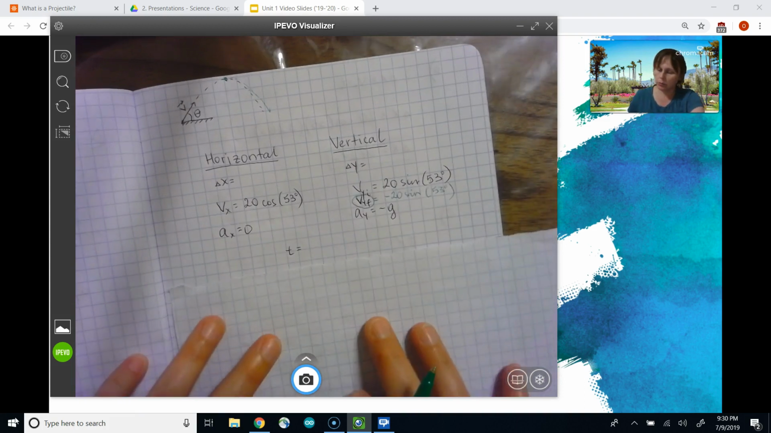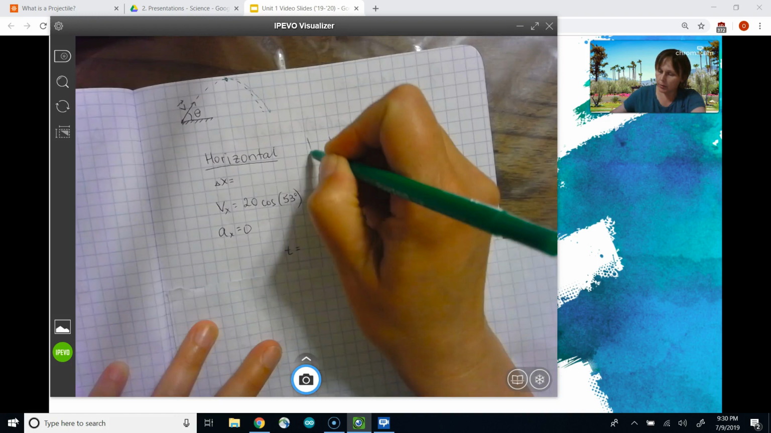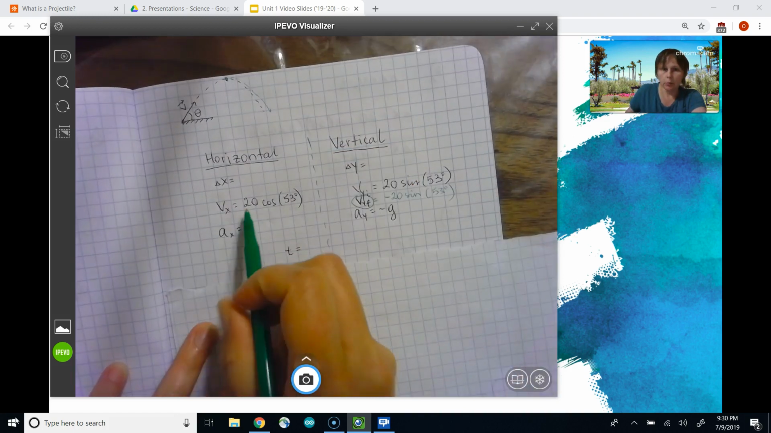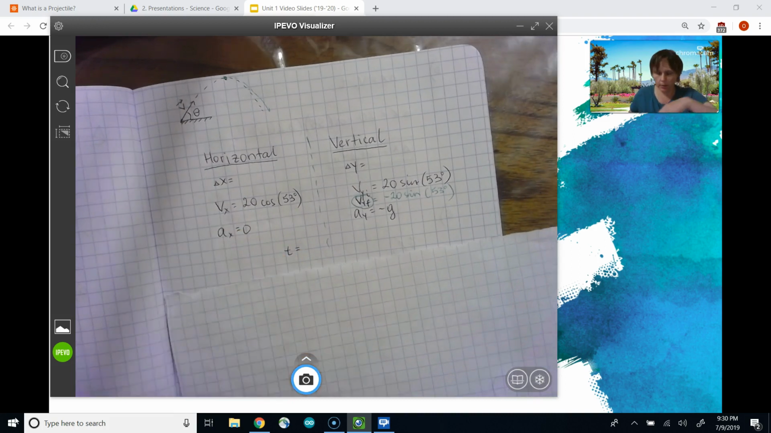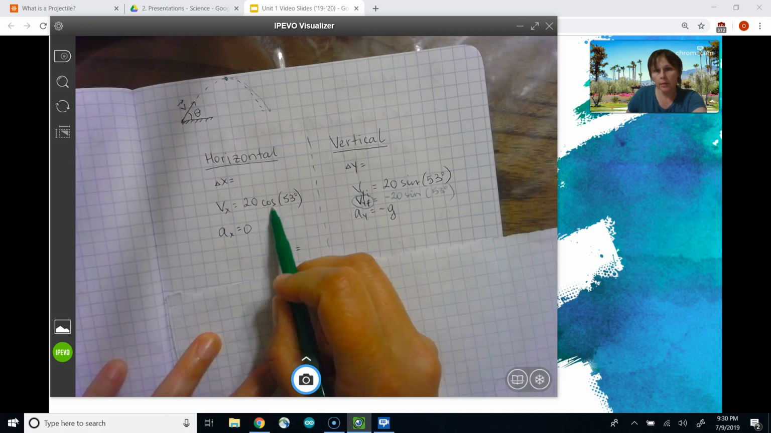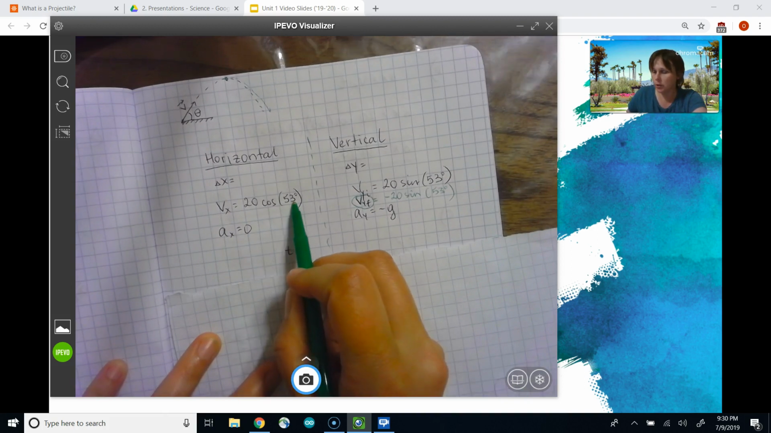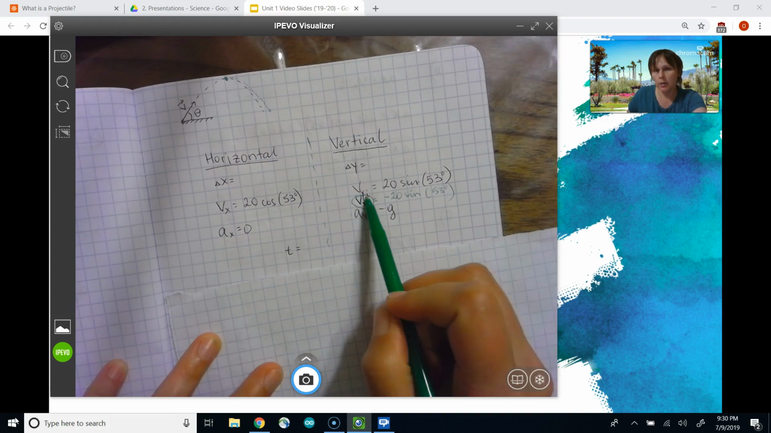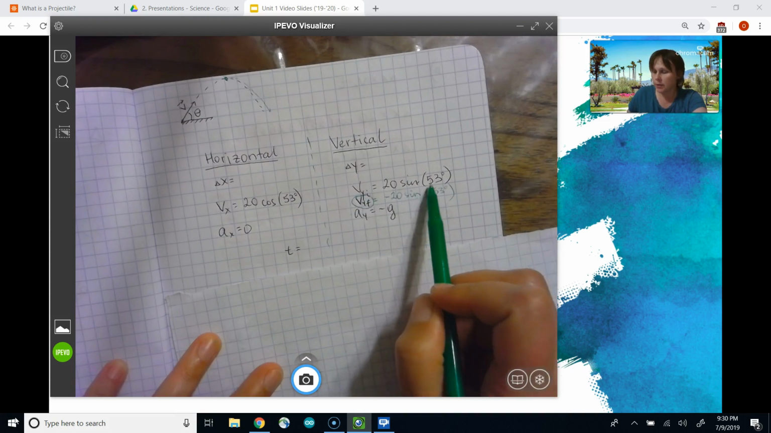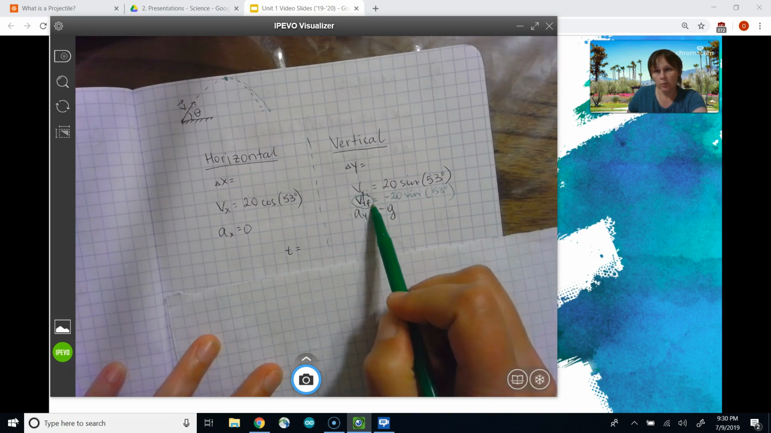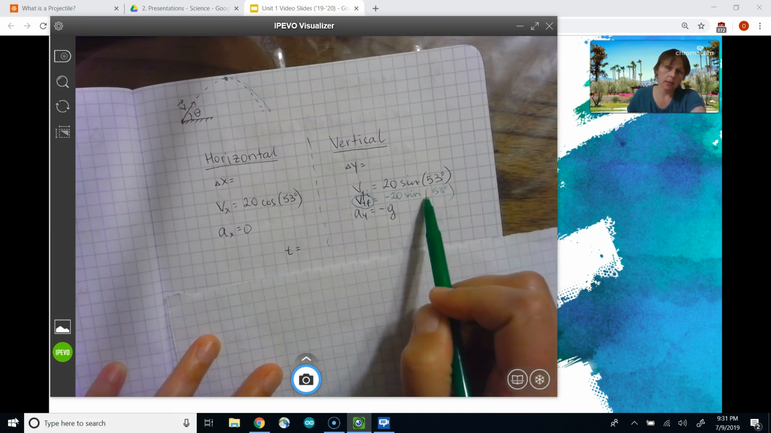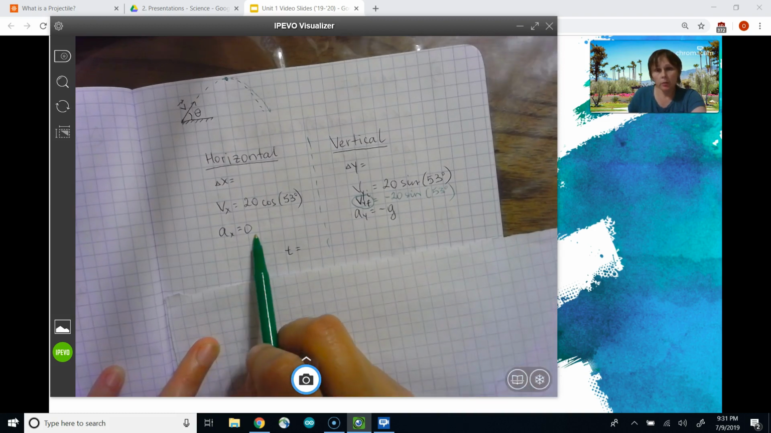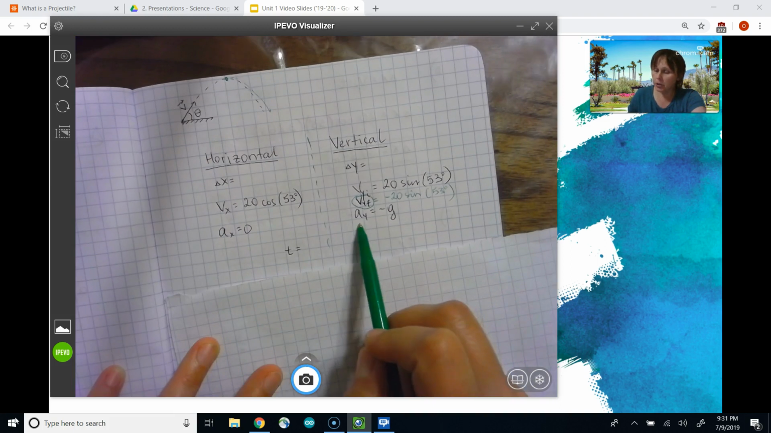So let's look at our solution here. For horizontal, we have Vx equals 20, which is the initial velocity, remember, times cosine 53 degrees. And for the vertical initial velocity, we have 20 times sine 53 degrees. For the final vertical velocity, we have negative 20 sine 53 degrees, just because it is equal in magnitude but opposite in direction. For the horizontal acceleration, we have 0, and for the vertical, negative g.